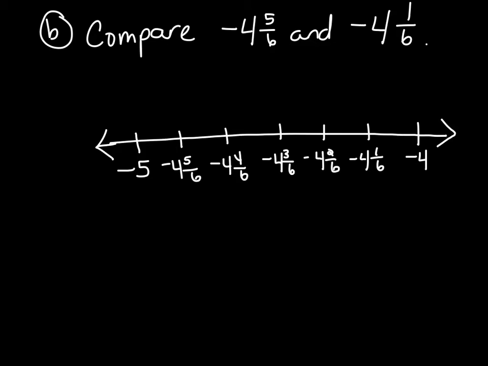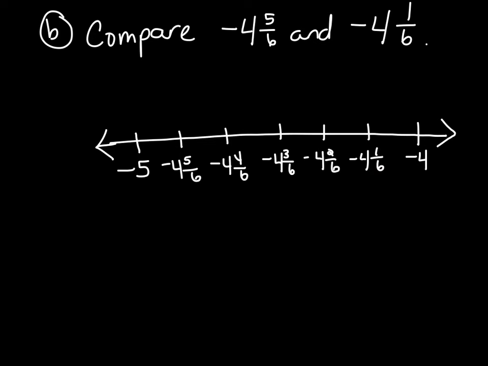Letter B asks us to compare negative 4 and 5/6 and negative 4 and 1/6. So again, we can pick up our number line anywhere we want. I'm going to put my biggest number here at the right as negative 4, and work my way down. Because these denominators are both in sixths, I'm going to go by sixths all the way until I get down to negative 5.